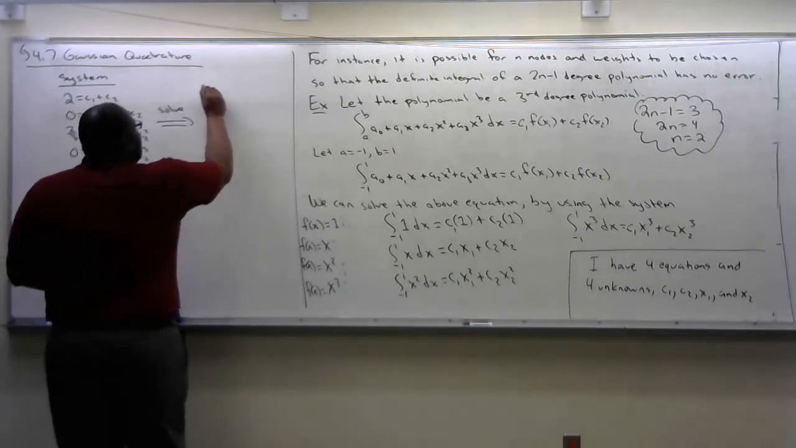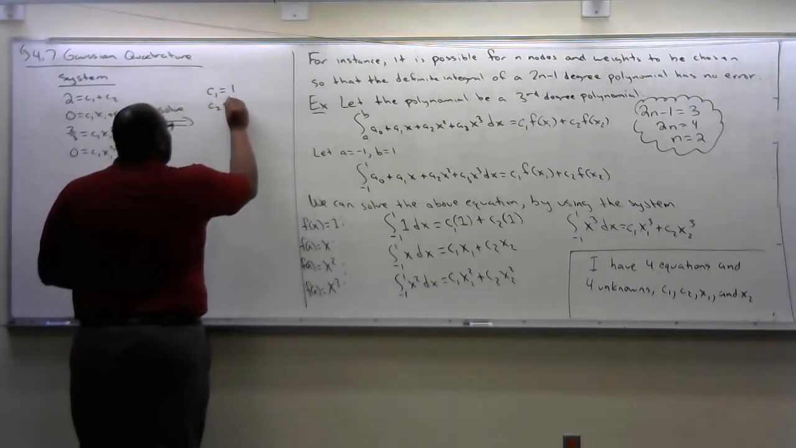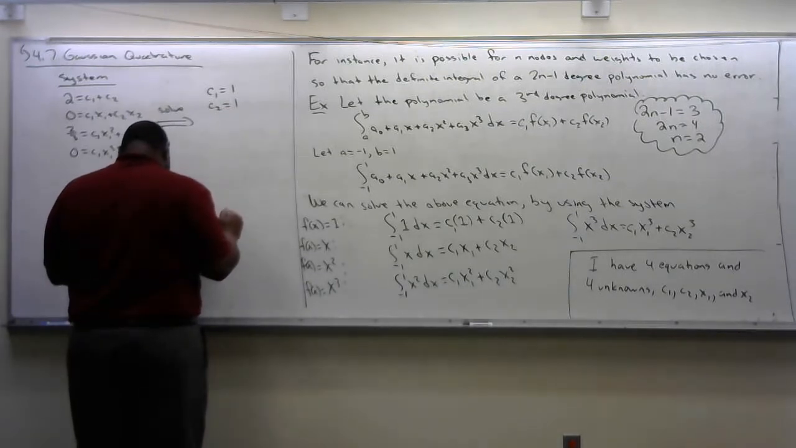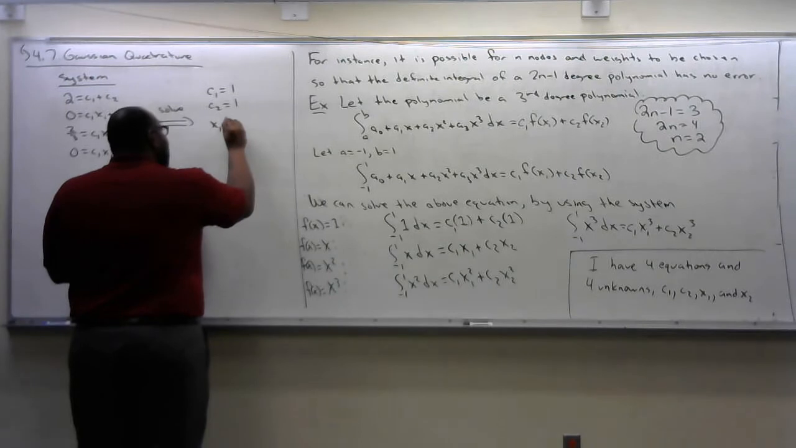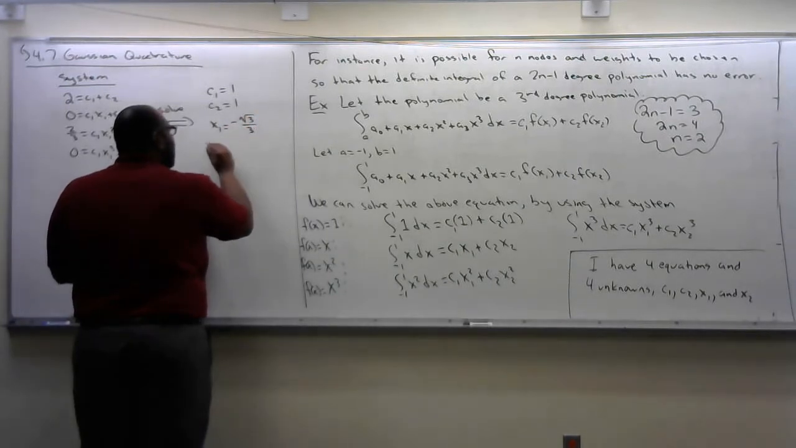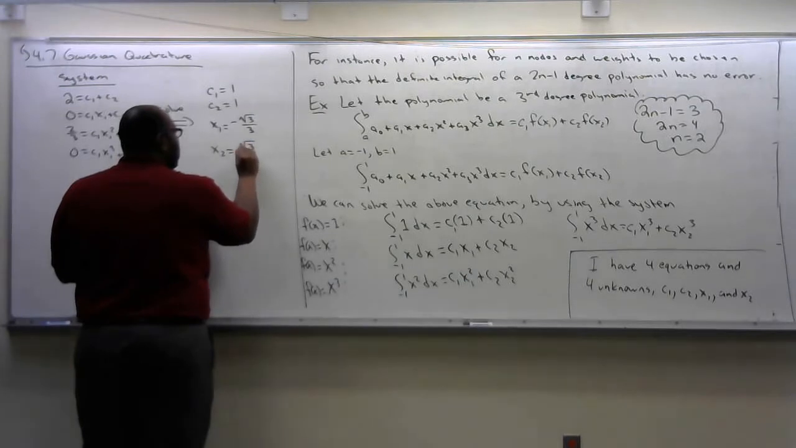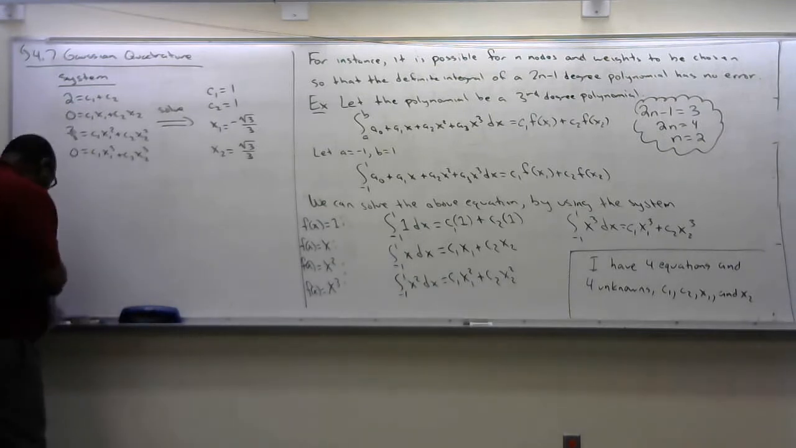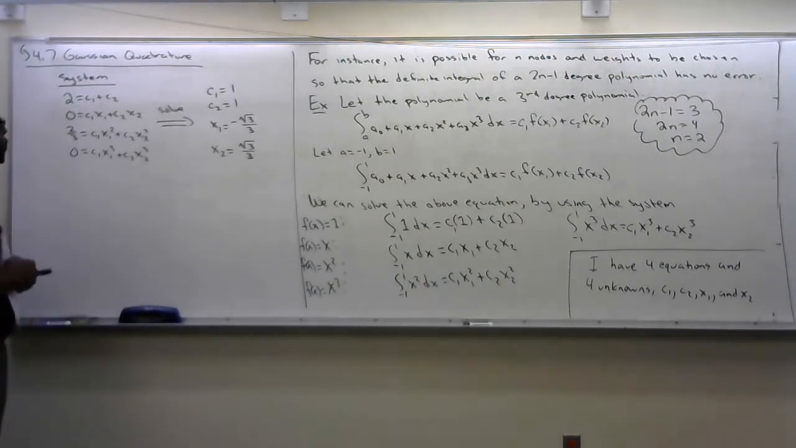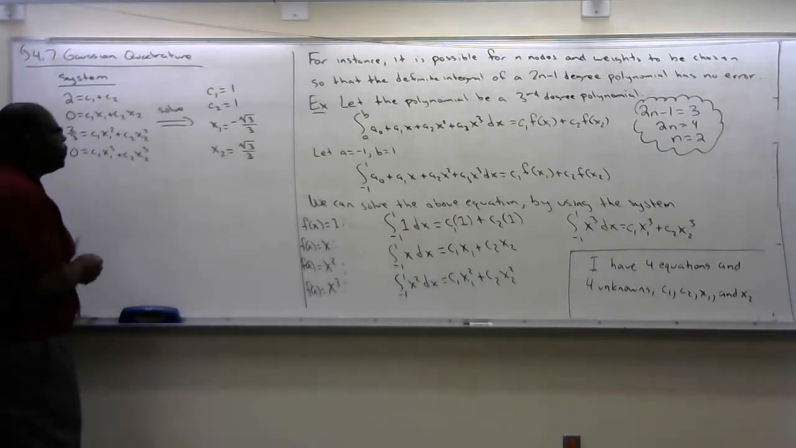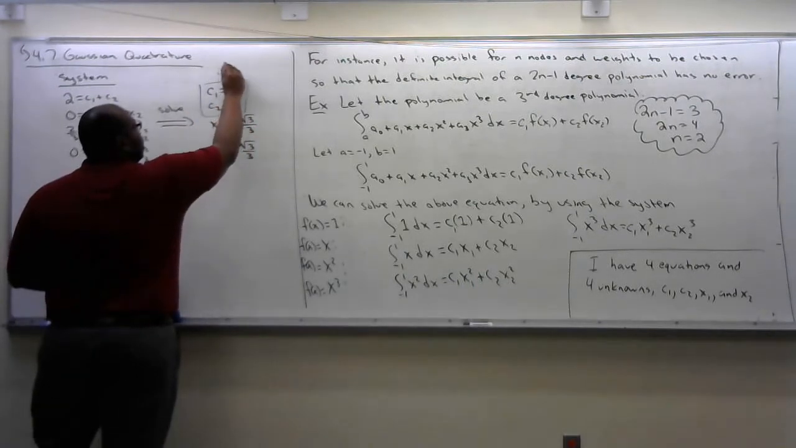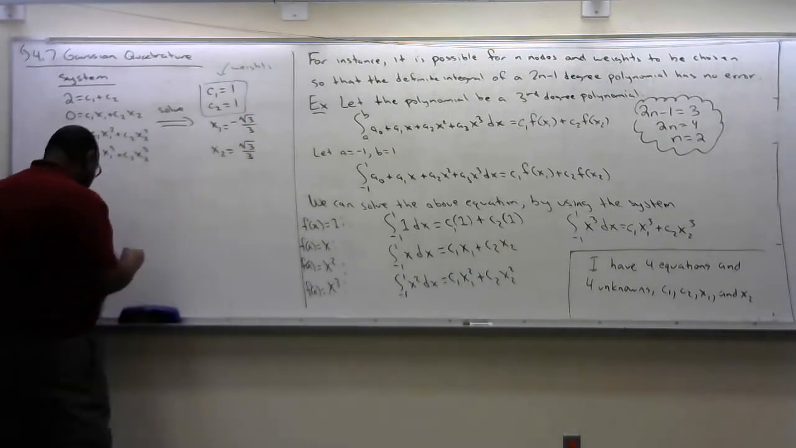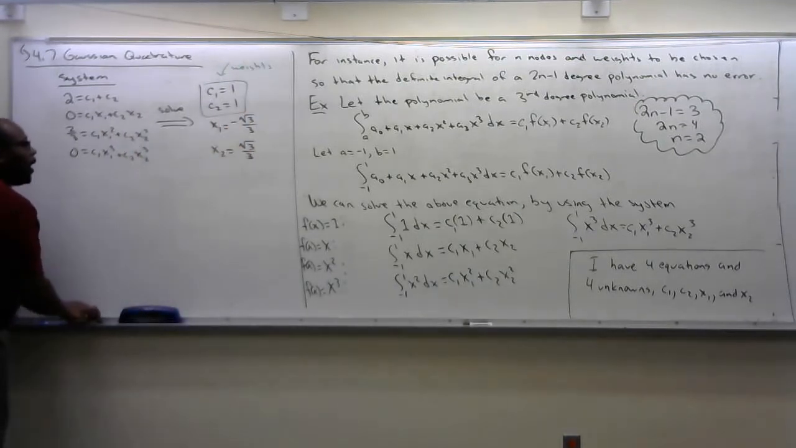I get that C1 is equal to 1. C2 is equal to 1. Amazing. X1 is equal to negative square root of 3 over 3. X2 is equal to square root of 3 over 3. So these are my weights and these are my nodes. So here are my weights. Okay, they're equal. And then these are my nodes.